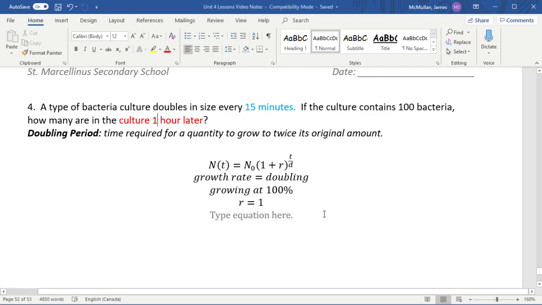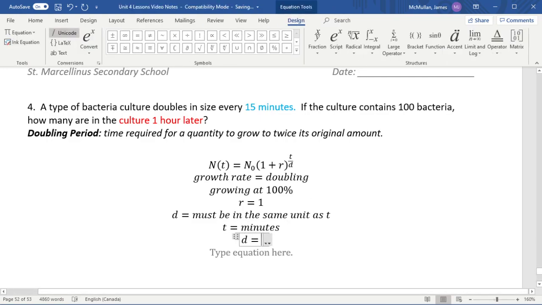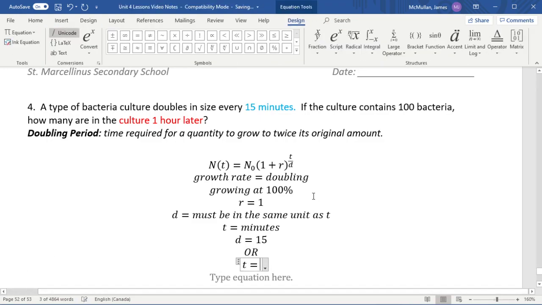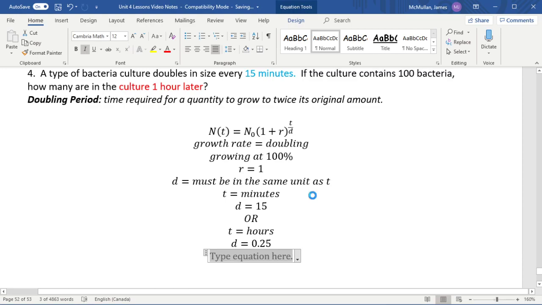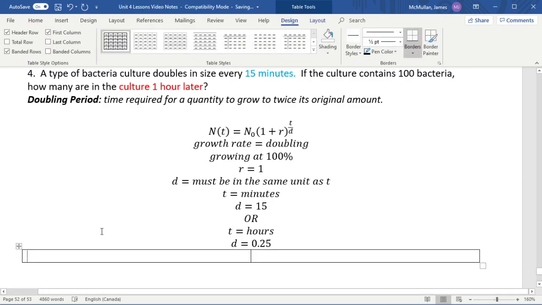Your D has to be measured in the same unit as T. So here are my options. I can either let T be in minutes, in which case D is 15, or T is in hours, and therefore D is 0.25, because remember, 15 minutes is 1/4 of an hour. Let's do it both ways, and you can just see why both of these things work. So we'll just split the solution into two boxes here. Let's do it first in minutes, and then we'll do it again in hours.